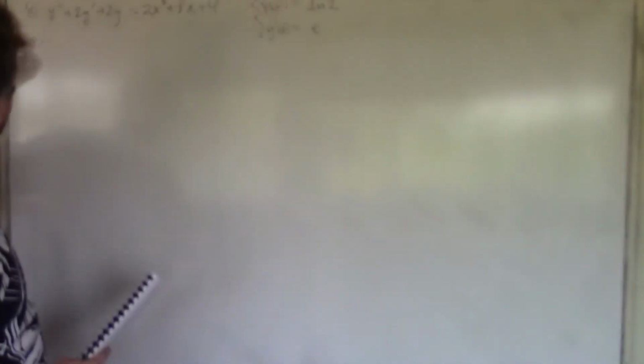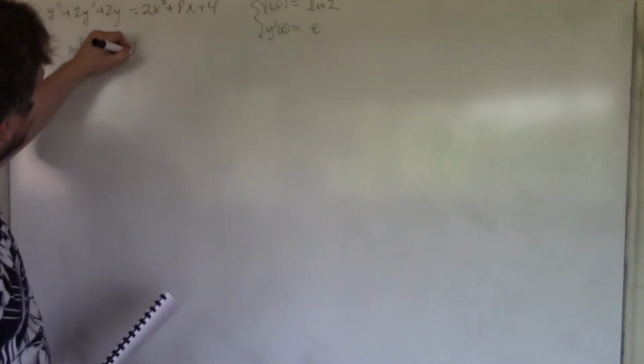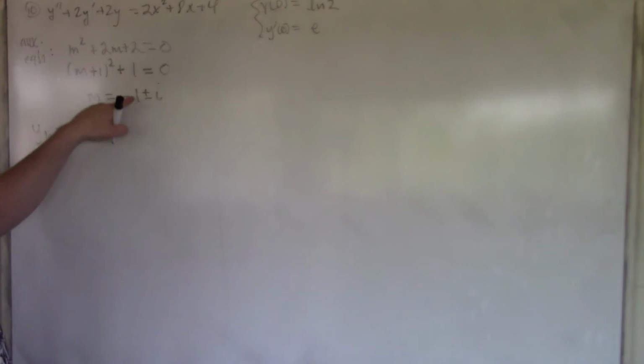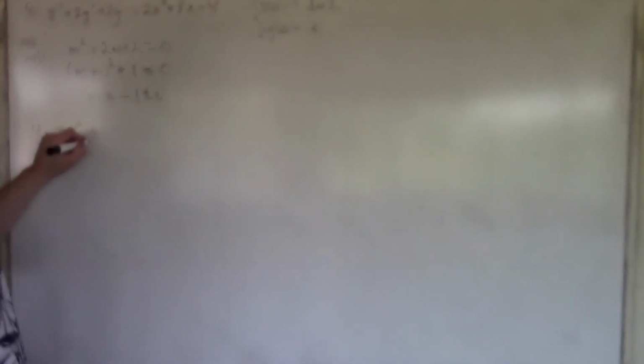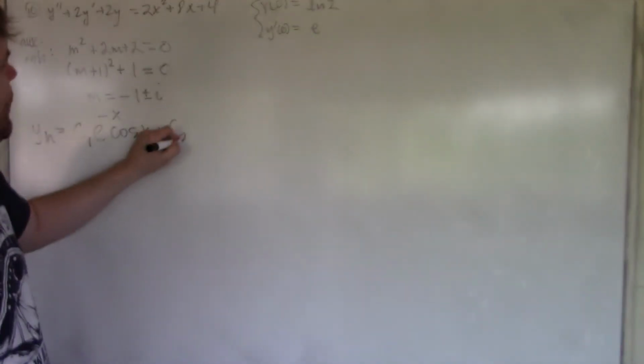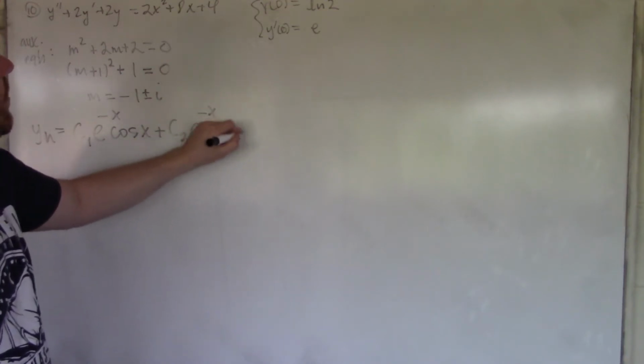Once again, we start with the auxiliary equation. In this case, we get m squared plus 2m plus 2 equals 0. Completing the square on this, we get (m plus 1) squared plus 1 equals 0. And finally, solving for m, we get negative 1 plus or minus i. This has complex roots, so the homogeneous solution is found just via this negative 1, and the coefficient of i here is 1. So it's C1 e to the negative x cosine x plus C2 e to the negative x sine x.